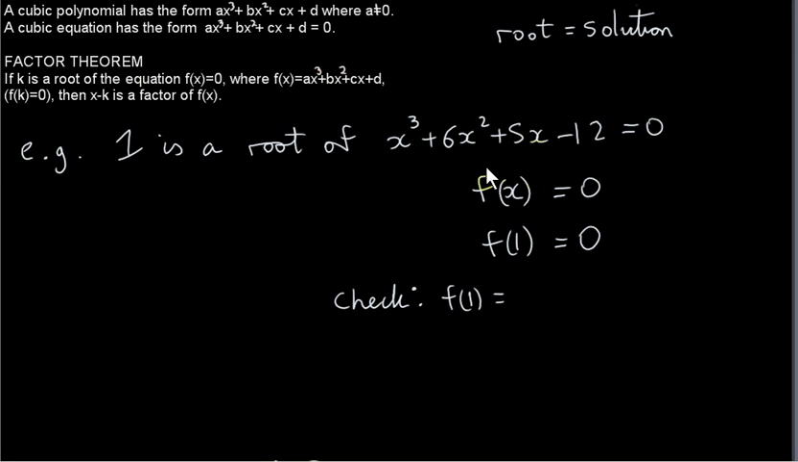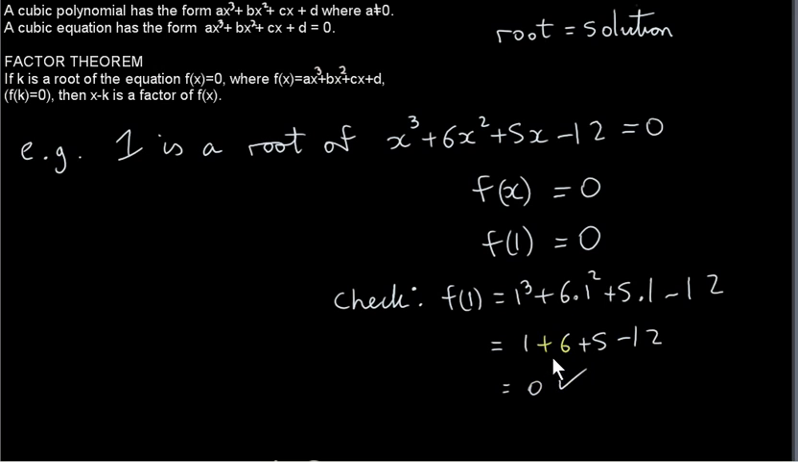So we just plug 1 into this. So we'll have 1 cubed plus 6 times 1 squared plus 5 times 1 minus 12. So this gives 1 cubed is 1. We get 6 here, we get 5 here. So this gives us 12 minus 12, which is 0. So 1 is indeed a root of this equation.